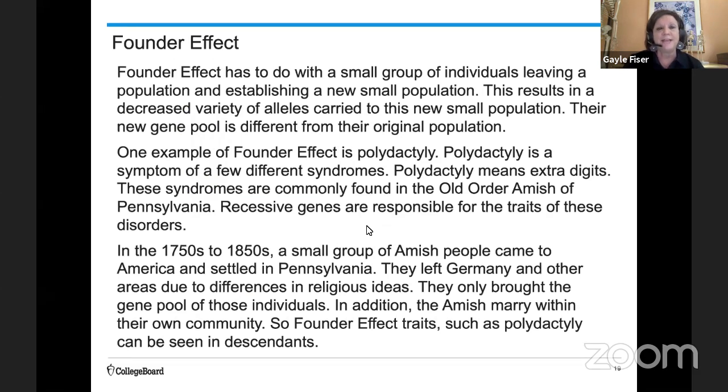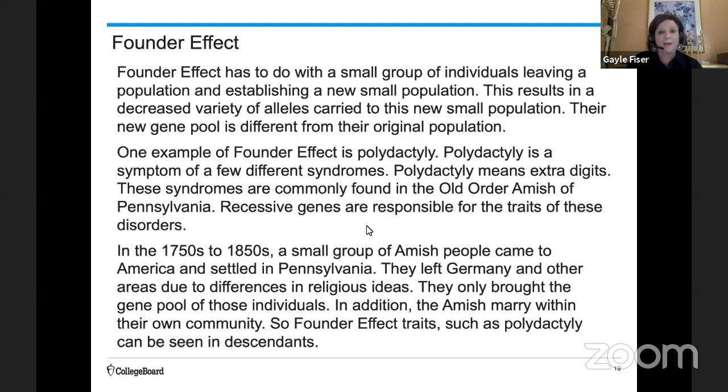All right, the next example is founder effect. I'll share something with you when I get through talking about this. Founder effect has to do with a small group of individuals leaving a population and establishing a new small population. This results in decreased variety of alleles carried to this new small population. Their new gene pool is different from their original population.